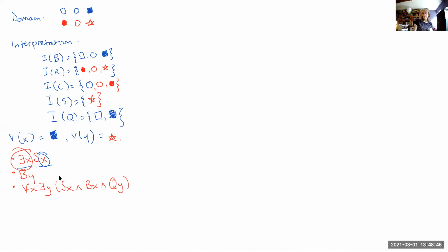This one does not have any quantifiers. It's just an open formula, By. So it's not a sentence. It has a free variable in it. So again, we know that By is going to be true if and only if whatever the variable assignment assigns to y is a member of the interpretation of b. So that's the case if and only if the star, because that's what the variable assignment assigns to y, is a member of the interpretation of b.